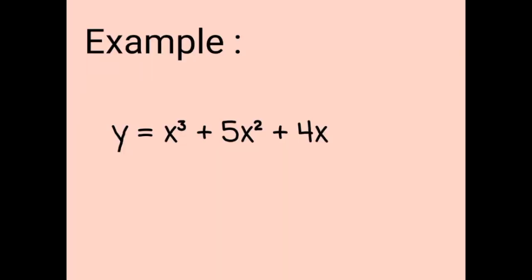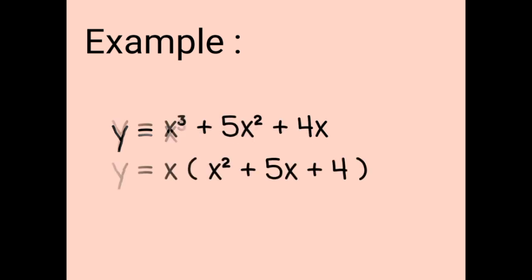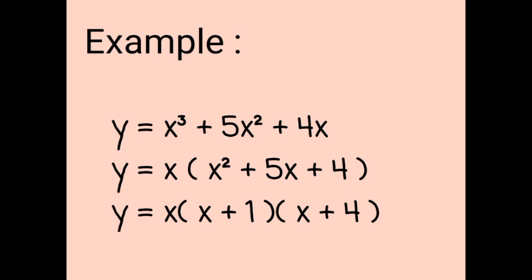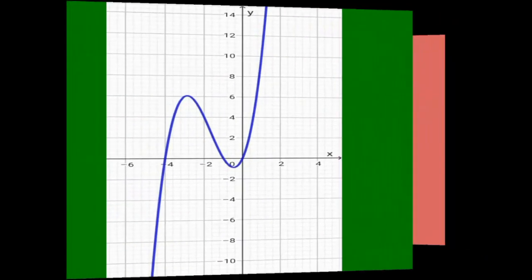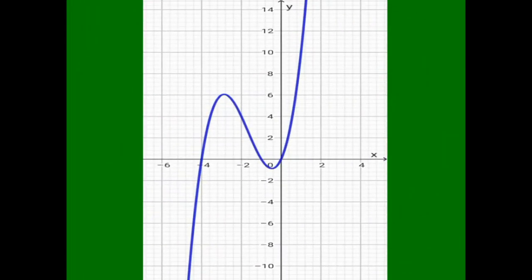y = x³ + 5x² + 4x. First factorize this equation before drawing the graph. So, take x outside as x is a common factor. Then, it's y = x(x² + 5x + 4). Now factorize x² + 5x + 4. So, it's y = x(x + 1)(x + 4). Now, when x equals 0, y equals 0, and when y equals 0, x equals 0, x equals minus 1 or x equals minus 4. The coefficient of x³ is positive, so the graph would take this shape.